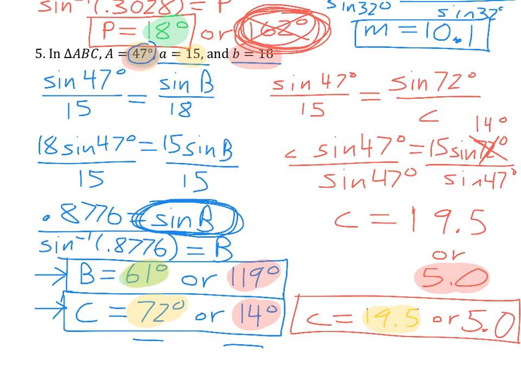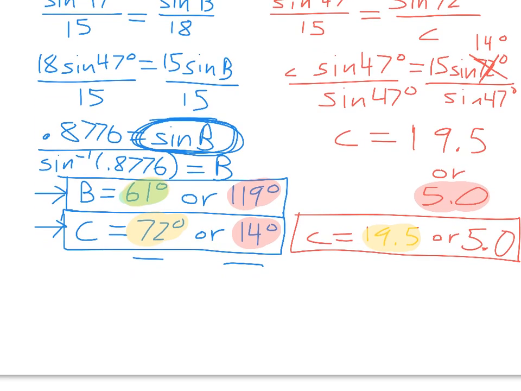And then the last thing we didn't do is we didn't say how many solutions there are. So in this case, there were 2 solutions.